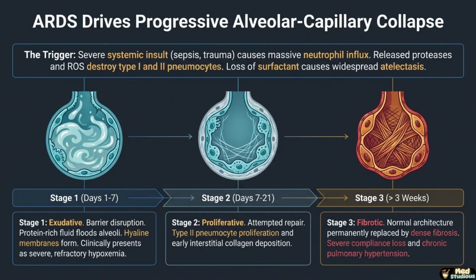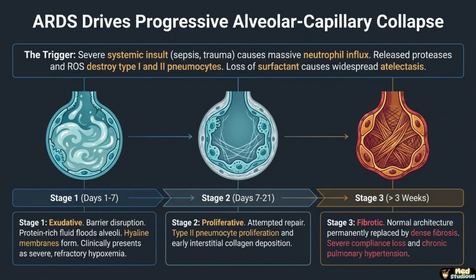Acute respiratory distress syndrome, or ARDS, represents one of the most severe forms of lung injury, and it unfolds in 3 distinct, progressive stages. It begins with a major systemic trigger, sepsis or trauma, causing a massive influx of neutrophils into the lung. These cells release destructive proteases and reactive oxygen species that destroy both type 1 and type 2 pneumocytes, the cells lining the alveoli. This destroys surfactant production, causing widespread alveolar collapse, known as atelectasis.